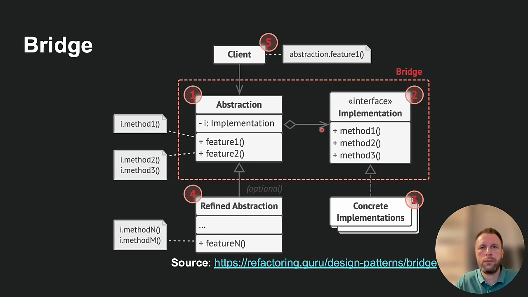Then under number 2, you see we have our interface of implementation, which defines the specific methods. Then under number 3, we have some concrete implementations, which actually implement this interface of the implementation and have different methods of how to tackle things. And under number 4, you see we can also have the refined abstraction, which has some new feature, which is calling some new method from the implementation.